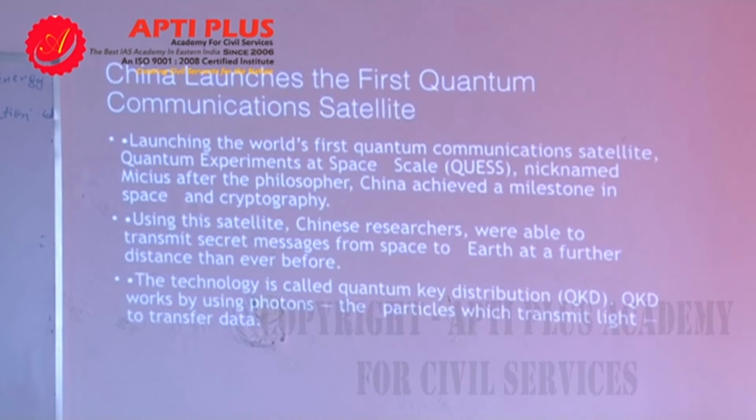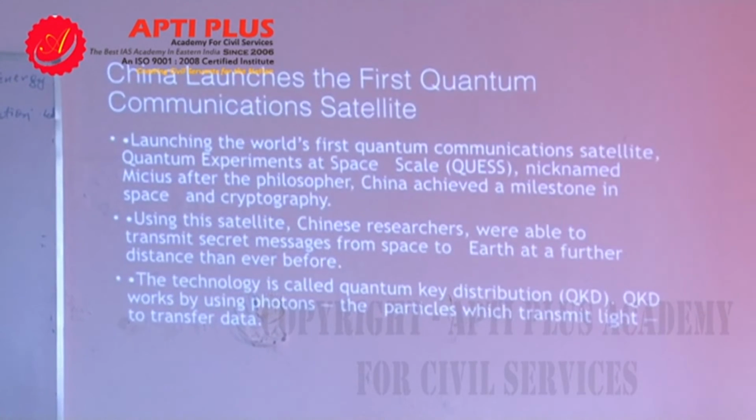Now see, I am taking the context. I am not removing it. I am keeping it. What did China do? China launched a satellite, and instead of using radio waves, it uses photons or light, and they use something called quantum key distribution, a kind of encryption technology that nobody can crack. That is what China did as an experiment, right?